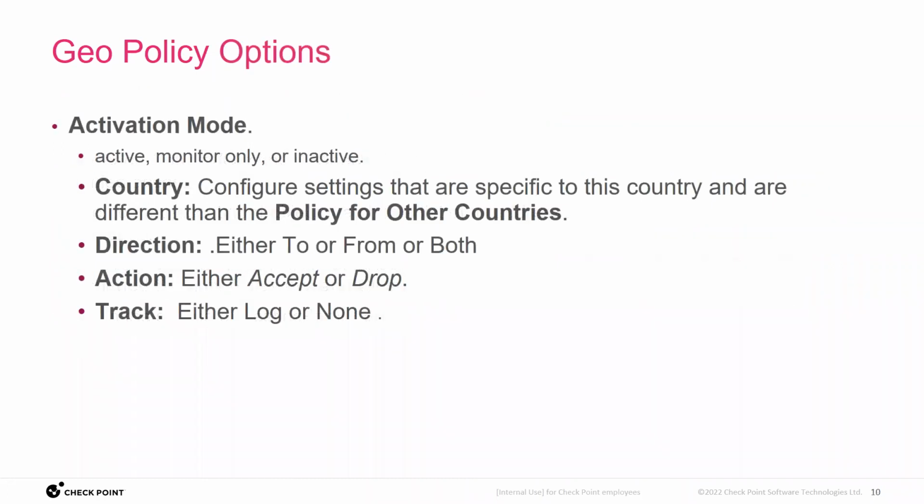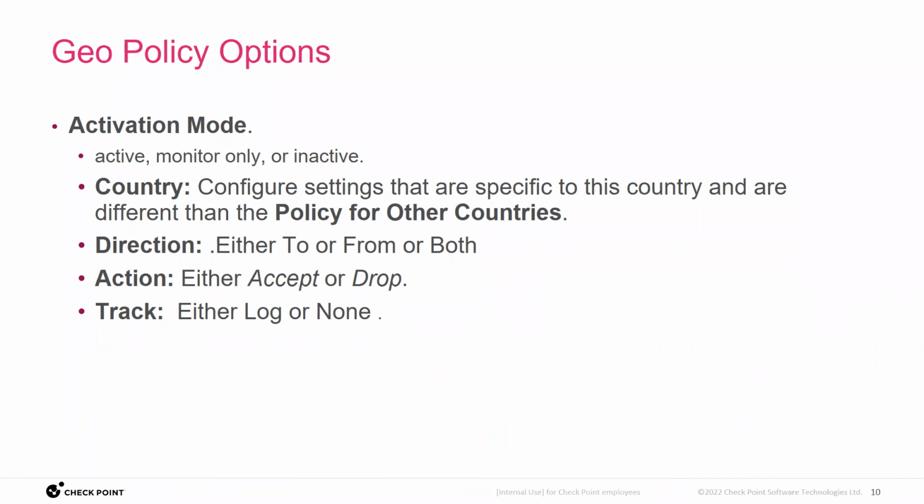So what is GeoPolicy? These are the options. It's a very simple way to block IP addresses, either source or destination, via their IP addresses that are assigned to that country. So very easy. I have an activation mode, whether it's active or monitor only, kind of like in the detect mode. You can select a listing of countries. You can determine and select the direction in which you want. You can either do a to or from or both, and the action is accept or drop, and then we have the tracking method as well.